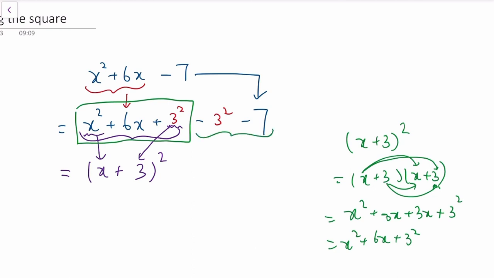And then you would just organize the rest of the numbers. So you minus 3 squared, so minus 9, minus 7, and you add them up. Minus 9 minus 7 is minus 16. And that's completing the square.